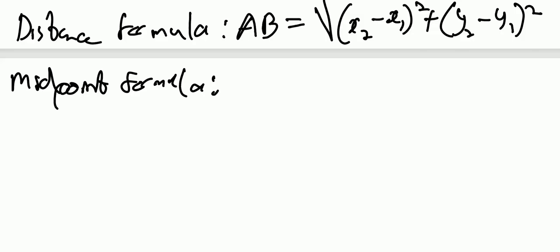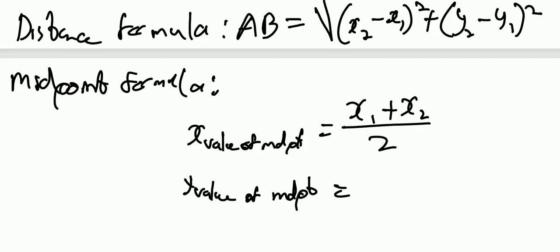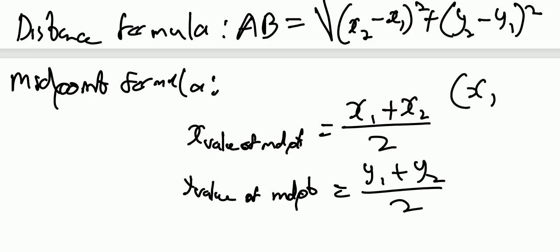So the midpoint formula says the x value of the midpoint is equal to x1 plus x2 over 2, right? And the y value of the midpoint is equal to y1 plus y2 over 2. The reason we are calculating the x value and the y value is because, remember, a coordinate consists of an x and a y, right? So in this case, we are going to calculate our x using the x value of the midpoint, then our y using the y value of the midpoint, right?